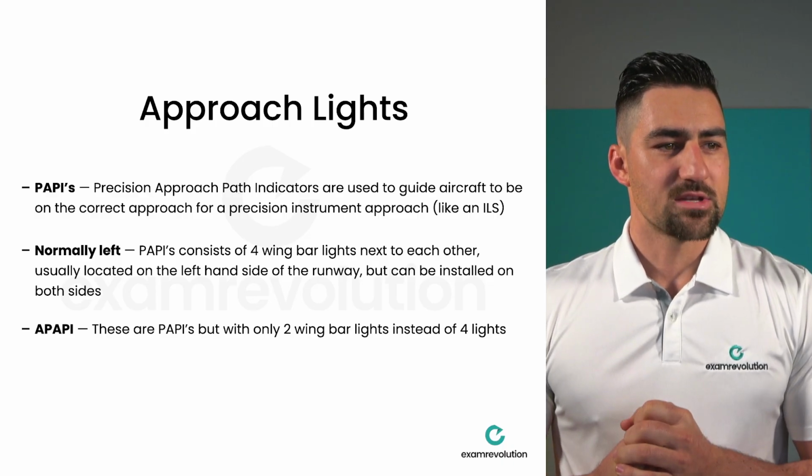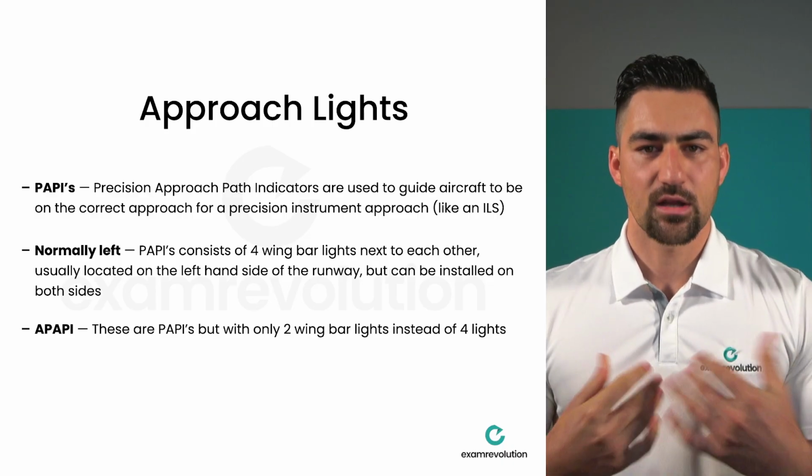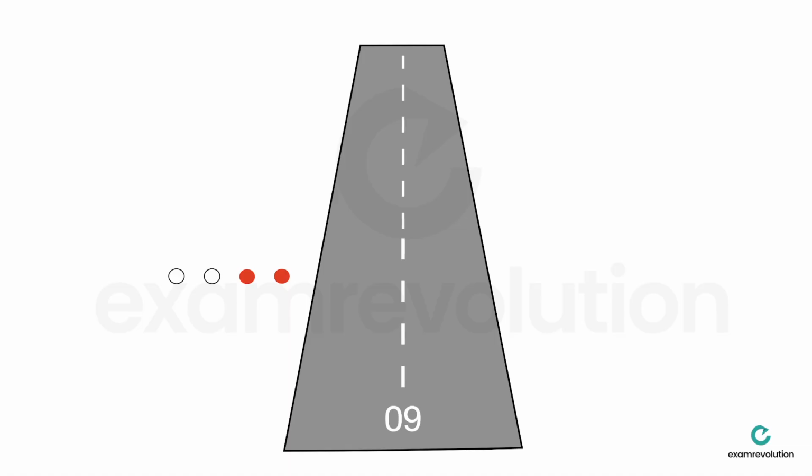Okay, so that's PAPIs, and then you also get APAPIs. So these are PAPIs but with only 2 wing bar lights instead of 4 lights. So let me show you what a PAPI looks like. That would be a PAPI, a precision approach path indicator.